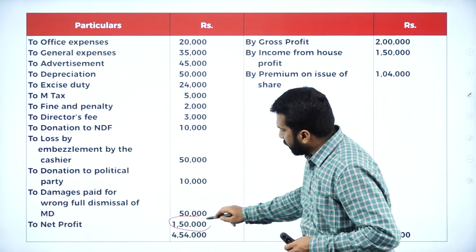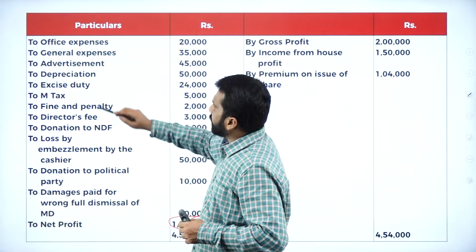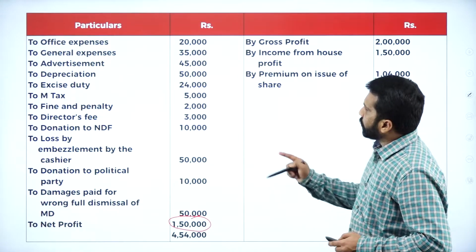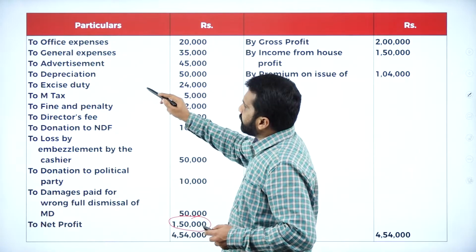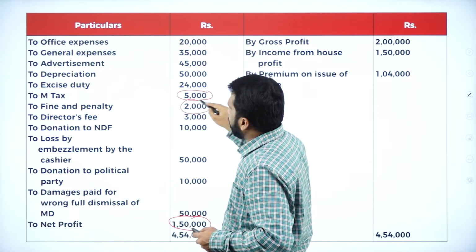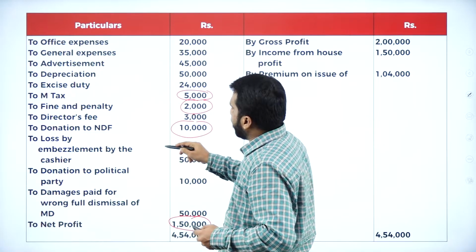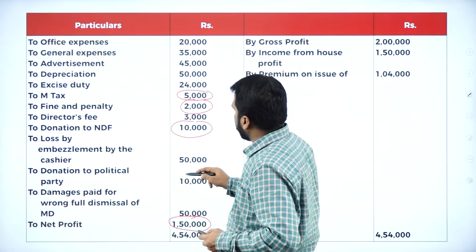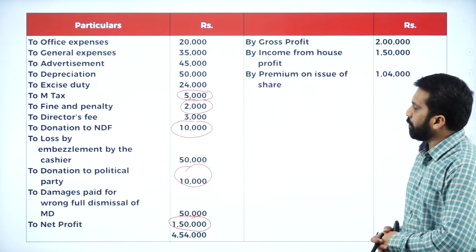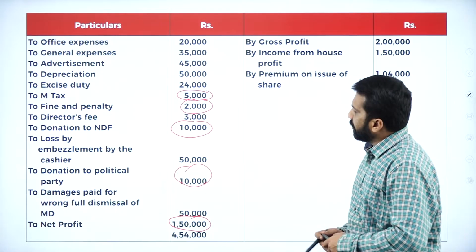Net profit. Take net profit 1,50,000. After that, what are the personal expenses, like depreciation? Do we have an adjustment on depreciation? So no adjustment, so we will not consider it. Excise duty part, municipal tax, fine and penalty. Director fees will not come. Donations, loss by that will not come. Donation to political party, and damages paid for wrongful dismissal of MD, and net profit. These are the information we have.